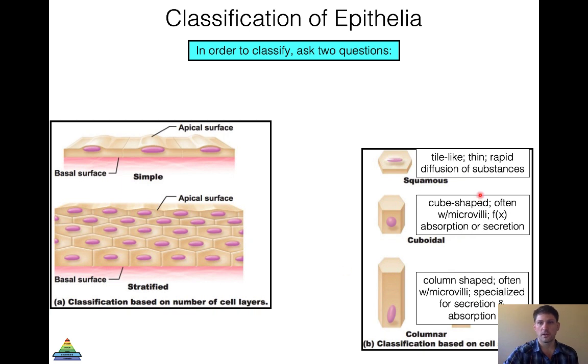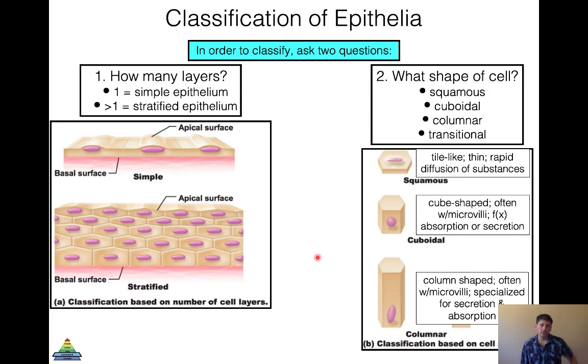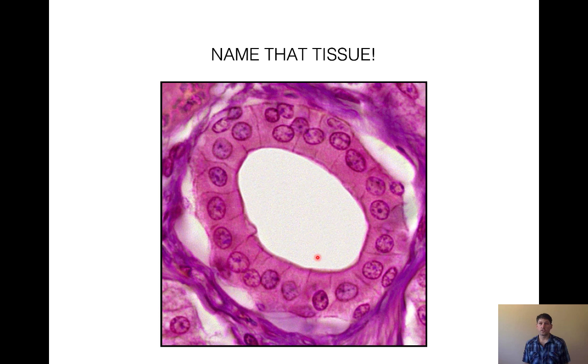So make sure that you have a good idea of their functionality. Thin, flat cells are really great for diffusion because things can move across the cell really, really quickly. Whereas cube-shaped cells, again, are going to absorb, but they're also going to secrete. And so we'll see a lot of simple cuboidal cells involved with the endocrine system. And columnar-shaped cells also secrete and absorb, as we'll see as we keep moving. So always ask yourself, how many layers, and then what's the shape of the cell? How many layers, shape of the cell?